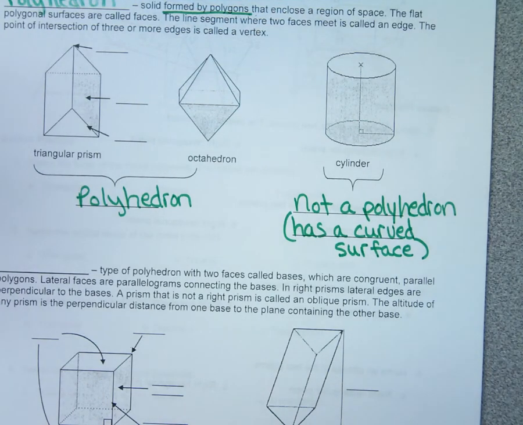And so I just wanted to show you the cylinder unfolded. So here's our cylinder, and when you unfold it, what do you see? I see a rectangle and 2 circles. Okay. So a rectangle and 2 circles, and that is our cylinder.